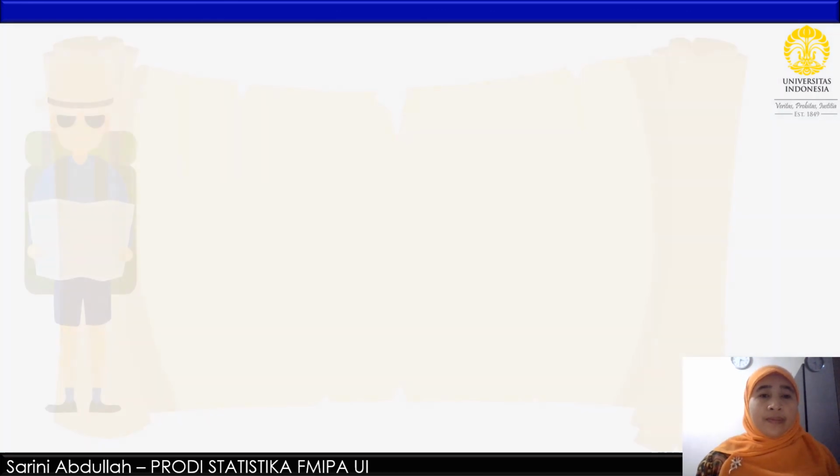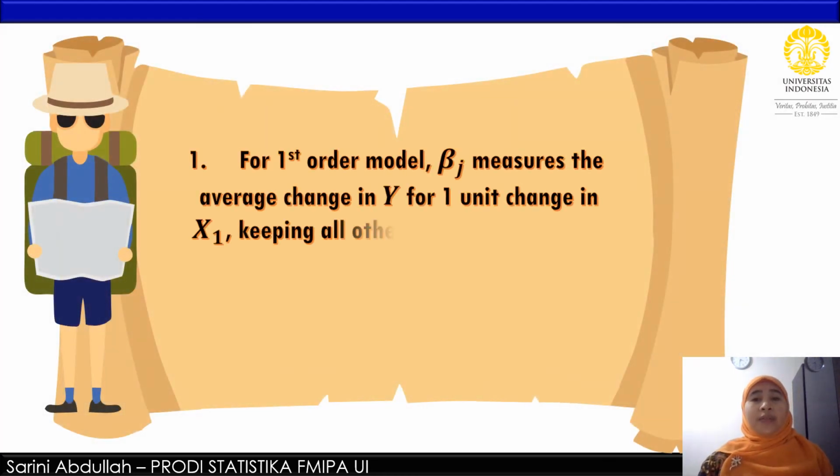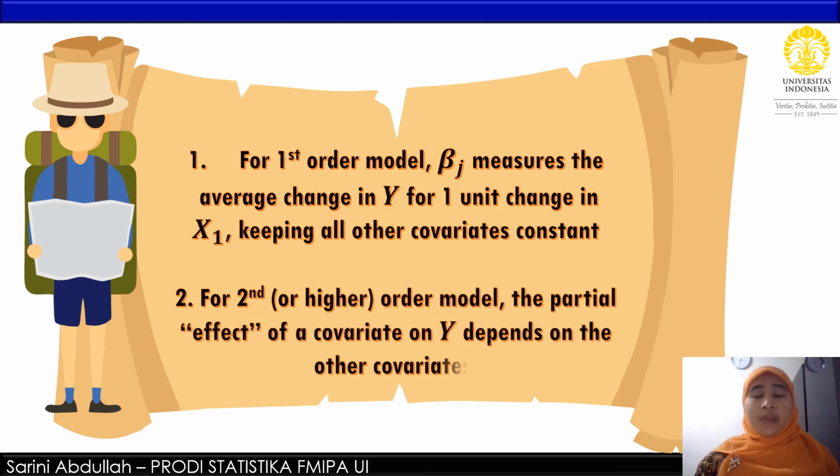So for this session, we have this conclusion: for the first order model, beta j measures the average change in y for one unit change in xj, keeping all other covariates constant, while for the second or higher order model, the partial effect of a covariate on y depends on the value of the other covariates.